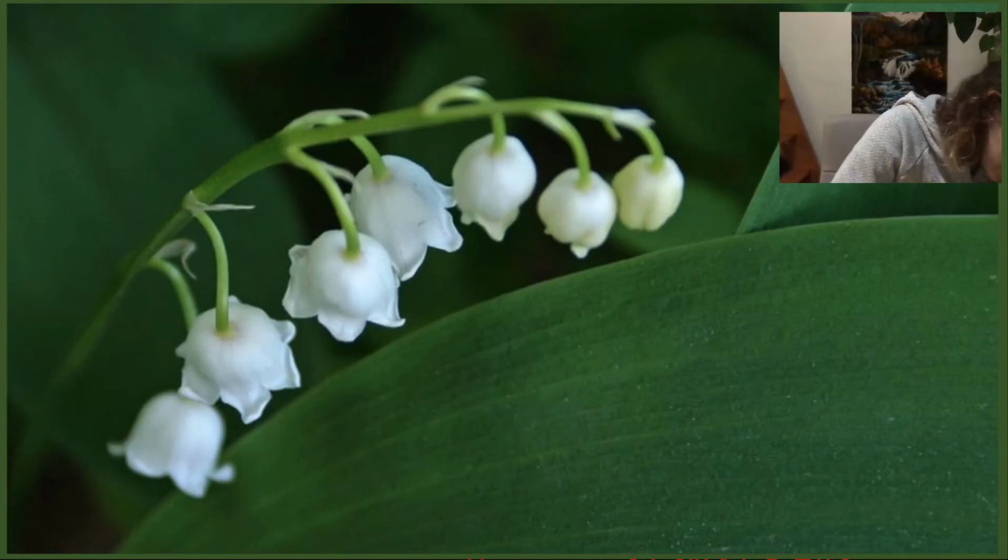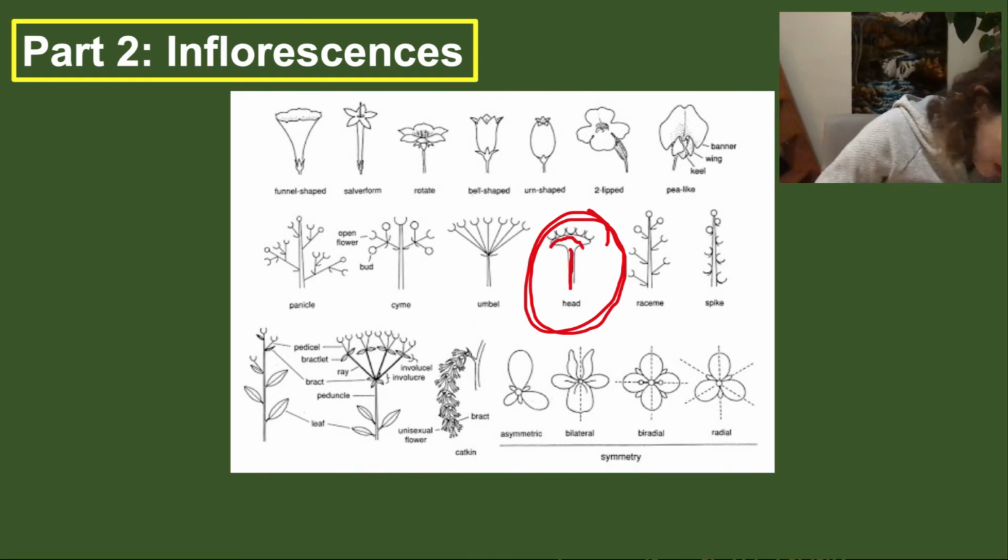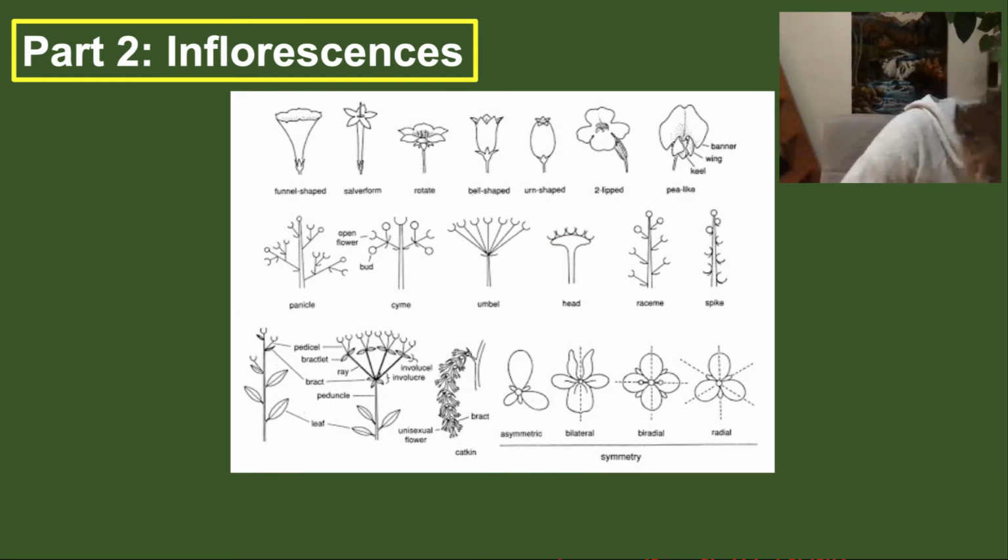and just highlighting, say, one of these. This inflorescence type is a head inflorescence, and notice it's got this stalk and then this expanded part, and then what you see are these little half circles. These are a bunch of flowers.